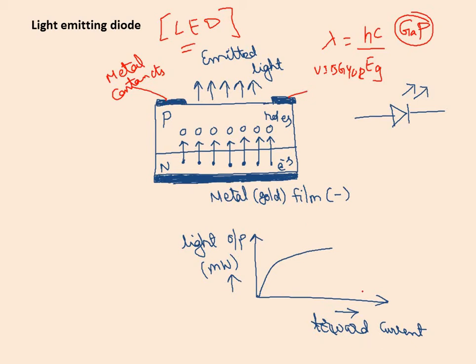That's why I have taken this graph. Forward current refers to light output in milliwatts, you can notice here, right? And that was the intensity of light. So the more the current, the more the light. Are we clear with this?